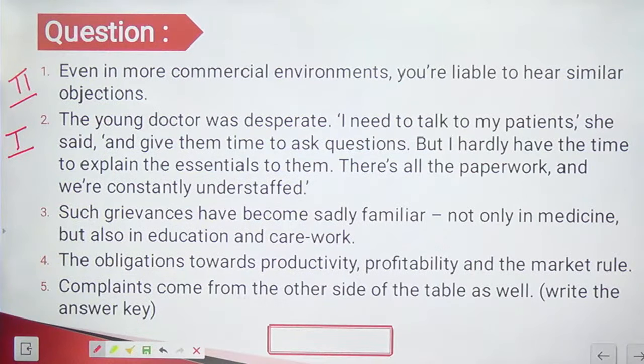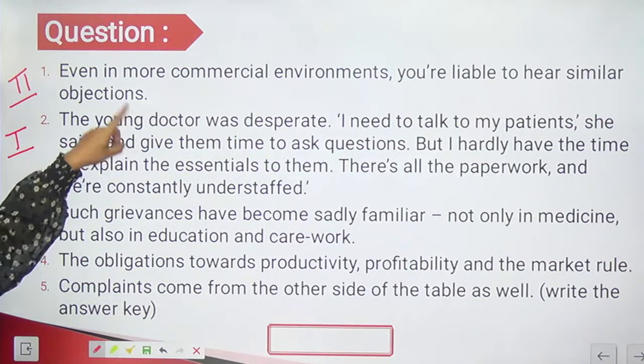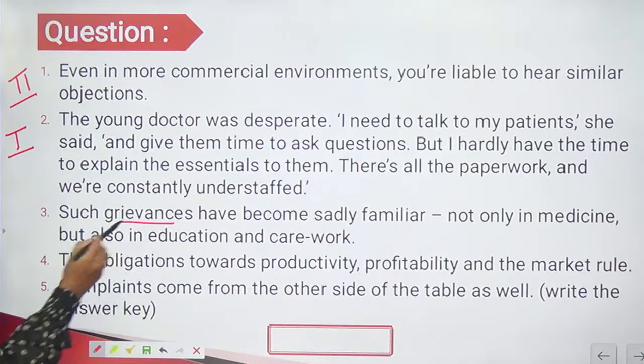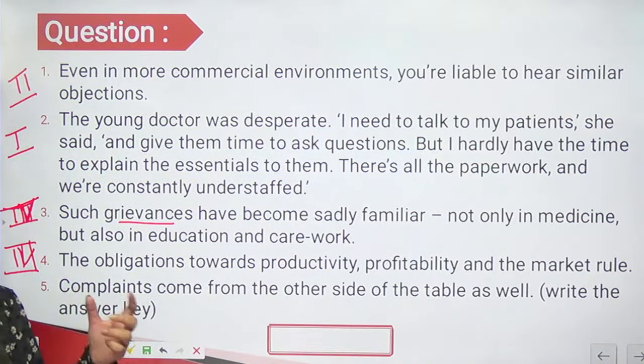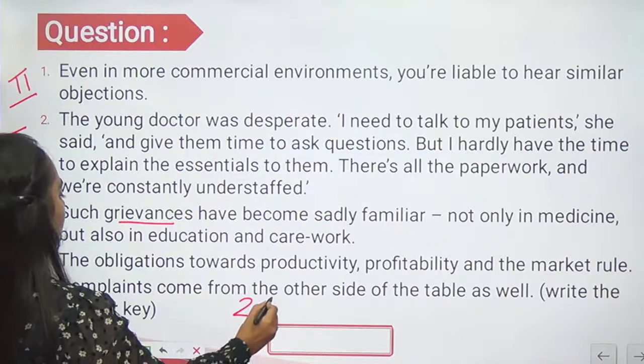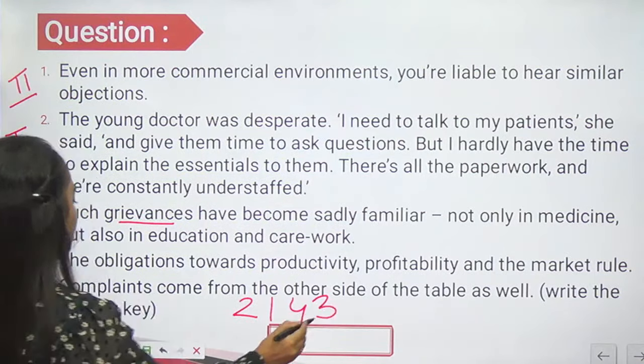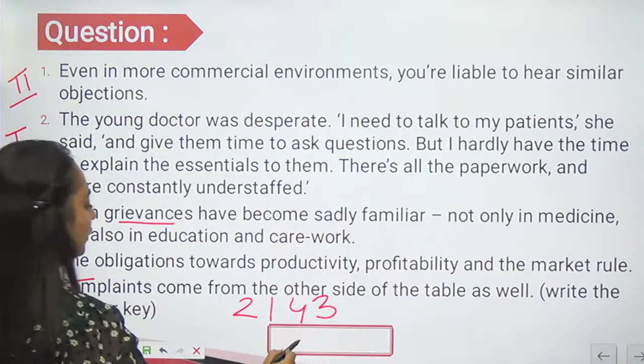Again, if you have a look at the third and the fourth option, they are also in continuation with this idea. Grievances have again been talked about, so this becomes our third sentence, this becomes the fourth. The obligations towards productivity, profitability, right? Or this can be the third, this can be the fourth, right? But here we don't have to mention the sequence, rather we have to find out the misfit. So if the sequence is 2, 1, 4, 3, this leaves us with the fifth option.